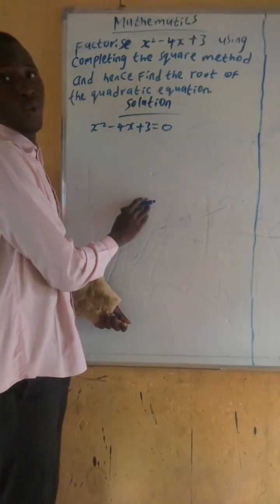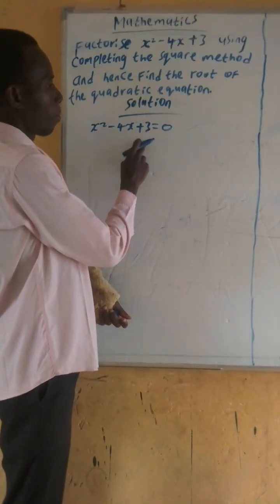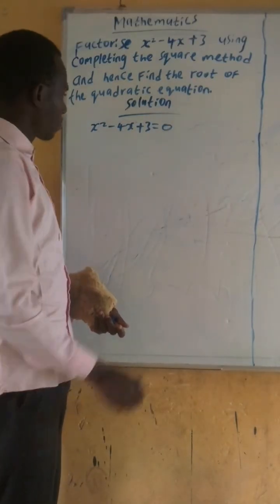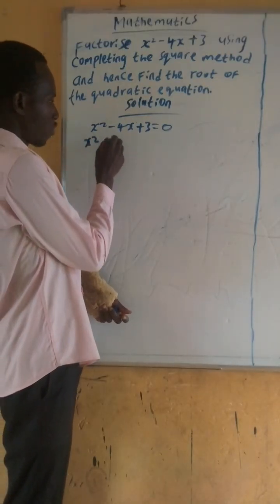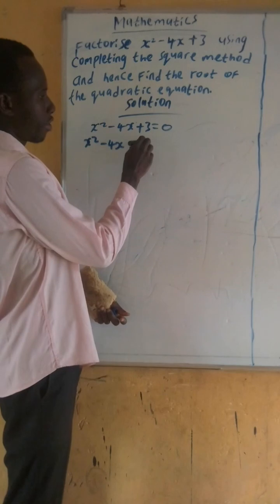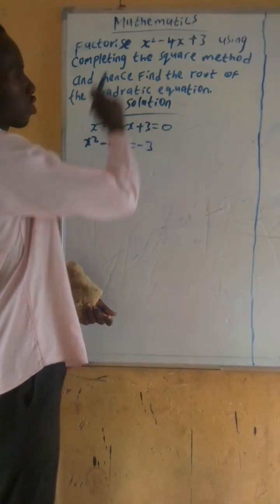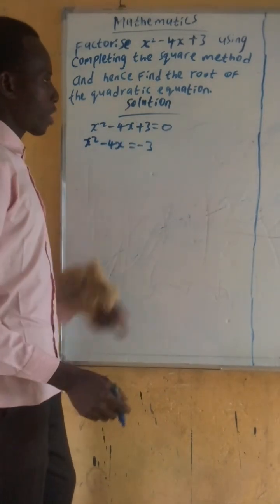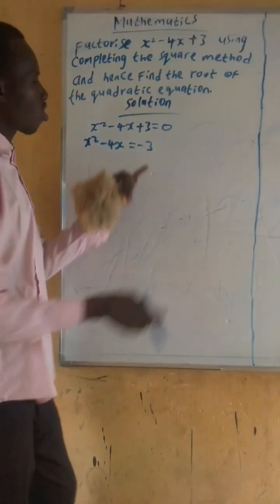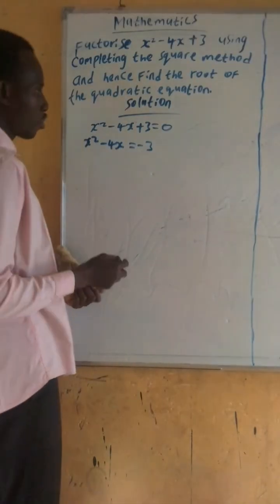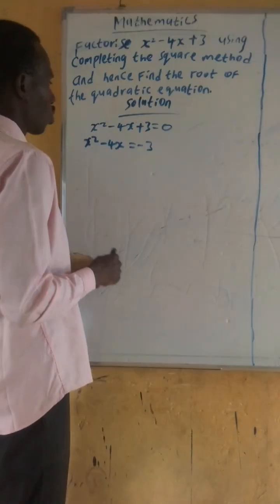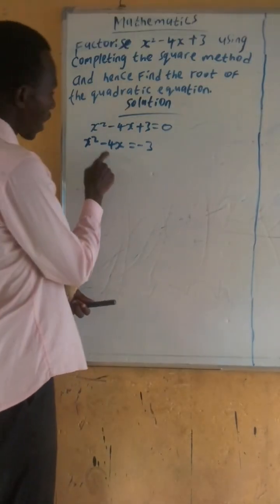the next thing to do is that we are going to move plus 3 across the equal sign. Are you getting it? To become negative. So we have what? x squared minus 4x equals to what? Minus 3. When plus 3 crosses the equal sign, it becomes minus 3. This 0 has gone because 0 minus 3 is minus 3.